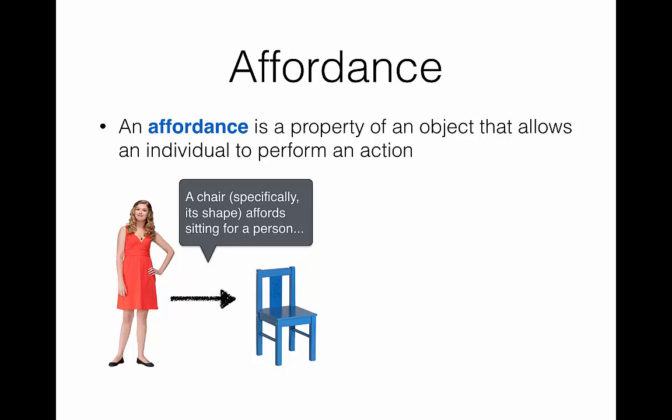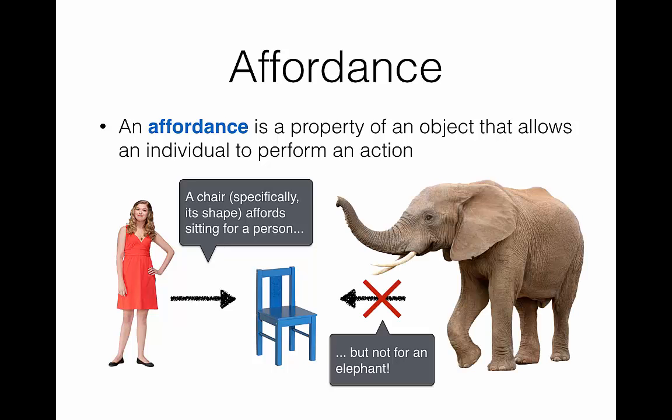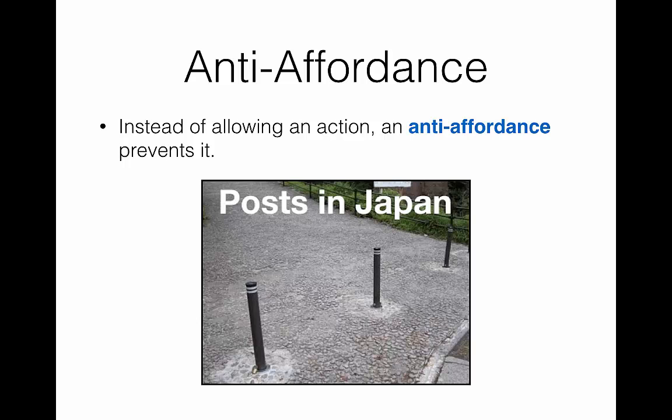However, the existence of an affordance depends not only on the object being used, but on the person using it. Therefore, the shape of the chair is not an affordance for the elephant. At least, it's not an affordance that allows sitting. Some things can be anti-affordances.